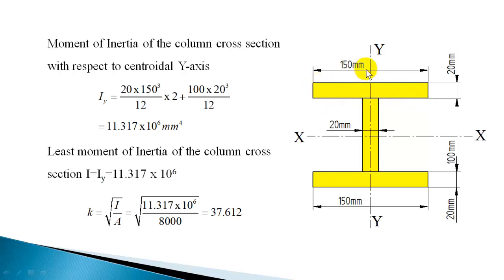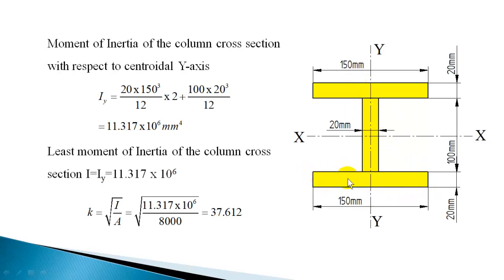So that is the moment of inertia with respect to the y-axis for that rectangle. Height into base cube by 12 for that is 20 into 150 cube by 12. That is with respect to the y-axis. And even for this base flange, the same formula you can apply: height into base cube by 12, or 20 into 150 cube by 12.